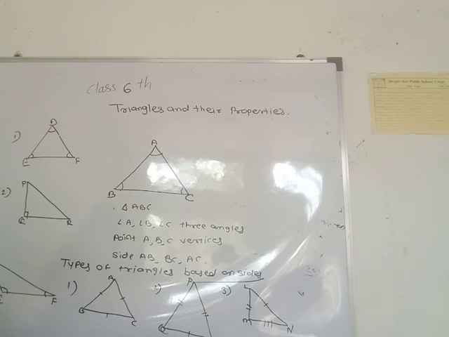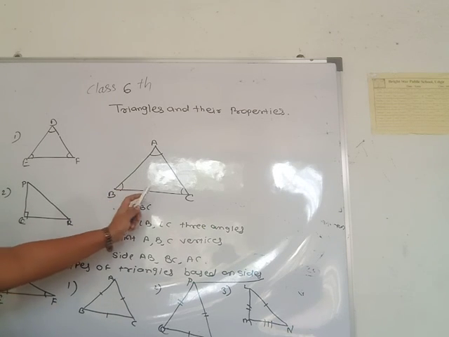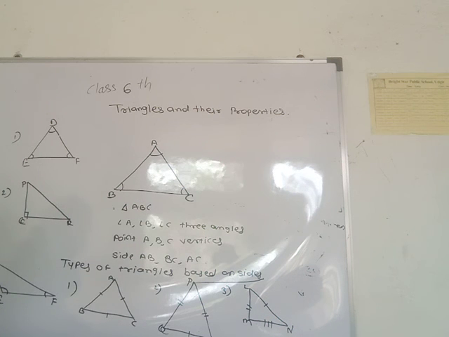Then the sum of the measures of the three angles of a triangle is 180 degrees. The sum of the measures of the three angles of a triangle is 180 degrees.